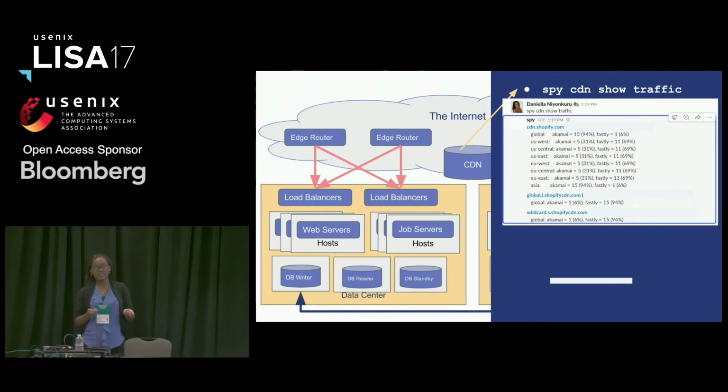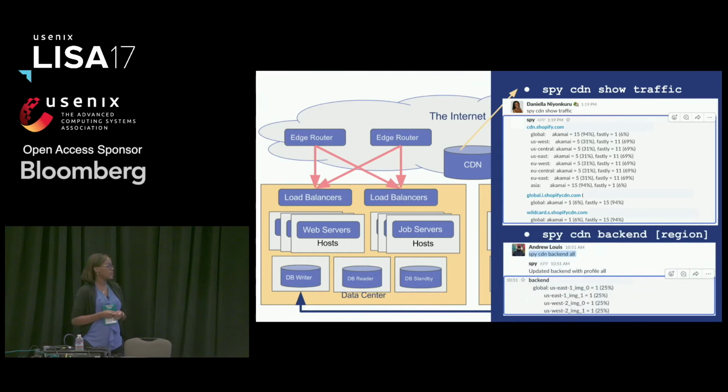And then the other thing that we can do is that we can actually rebalance traffic and then send it to another region. So we can specify which region to send traffic. It could be either US East, US West, or we can actually decide to split it among all those regions. So in this case, spy CDN backend, all in the example, is splitting traffic among all the backends that we have. So that's why we have 25% for each one of those.